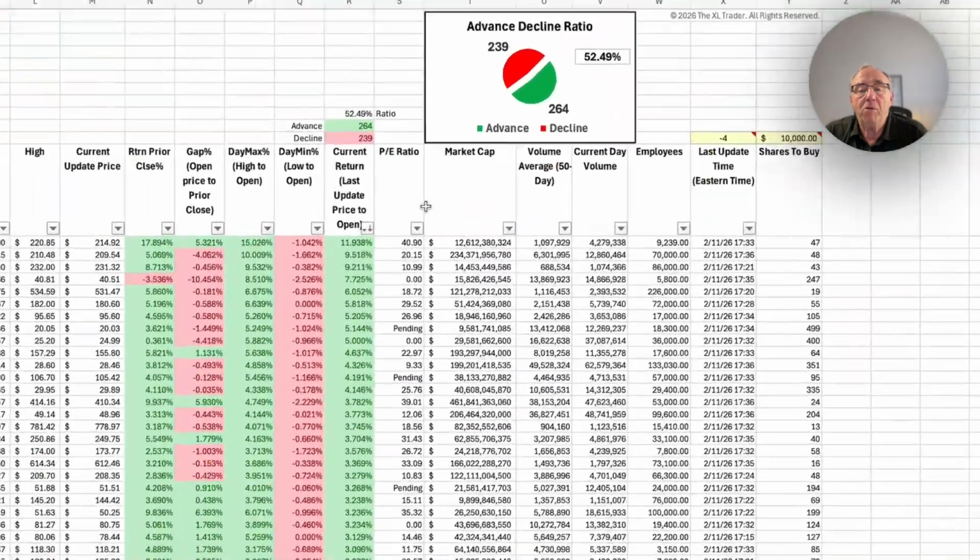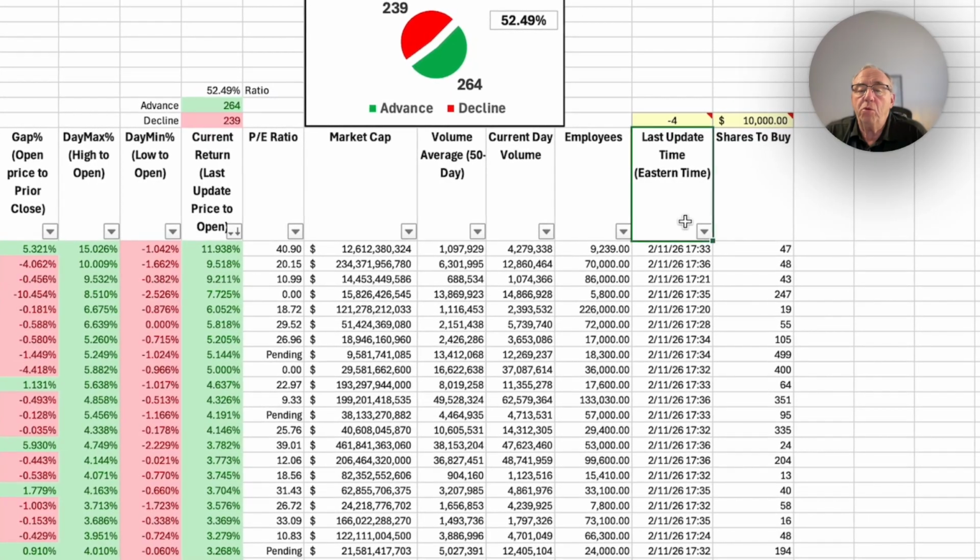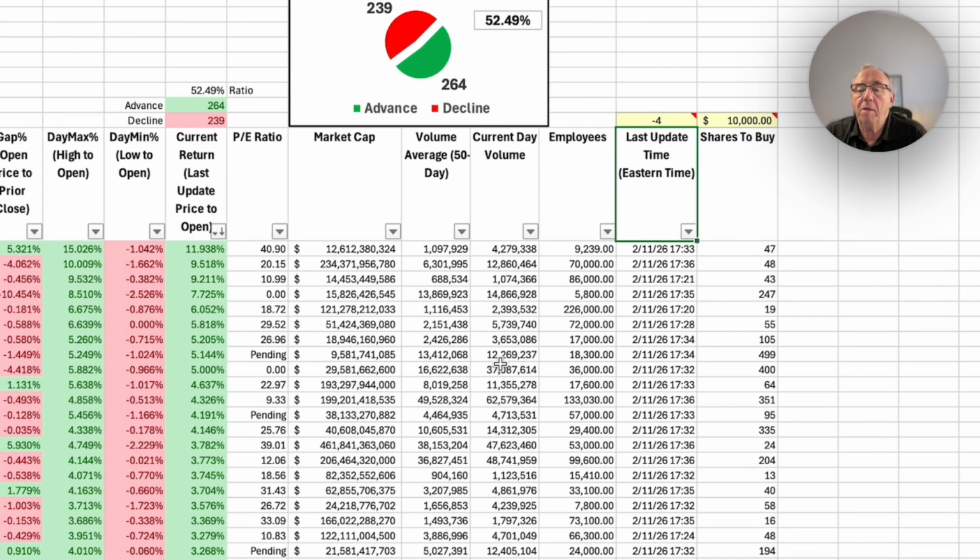And then there's some metrics out here to the right that I think are interesting. Price to earnings ratio, the market cap, the 50-day moving average, current day volume, number of employees. And then I make it available to see when the last update was on the price. And there's a cell here that you can adjust for Greenwich Mean Time relative to your time zone.